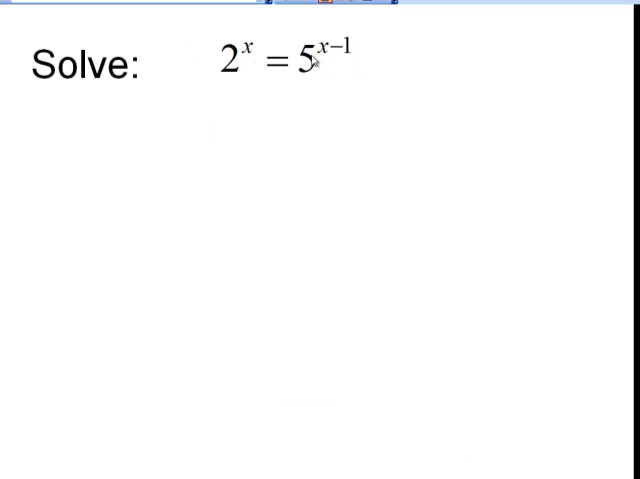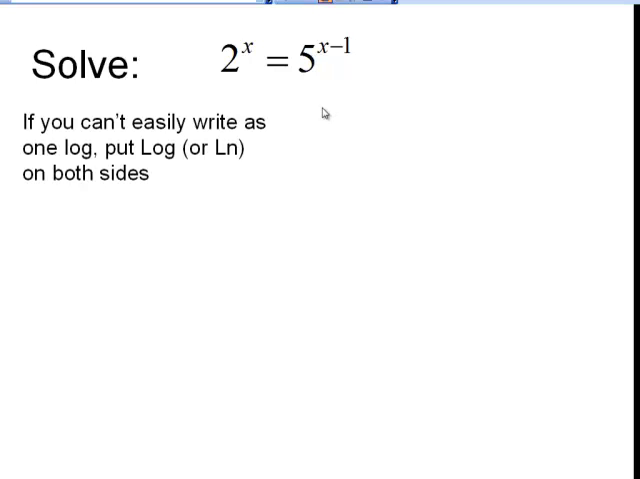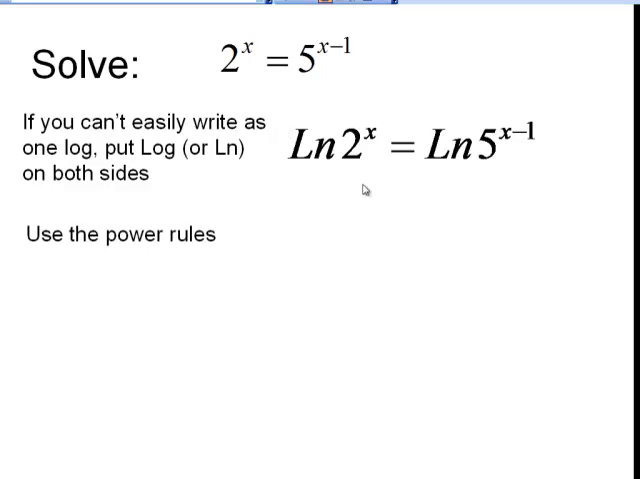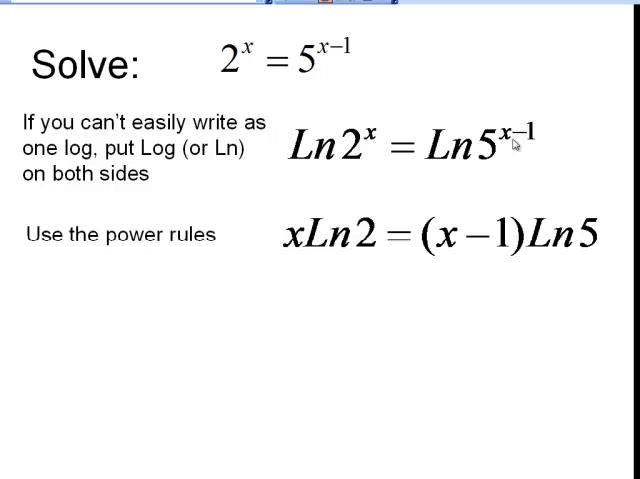Okay, suppose you have 2 to the x equals 5 to the x minus 1. In this case, I would put a log or ln on both sides. So I get ln on this side, ln on the right side. Then you can move your powers down in front because of the power rule. So it's x ln 2 equals x minus 1 times ln 5.